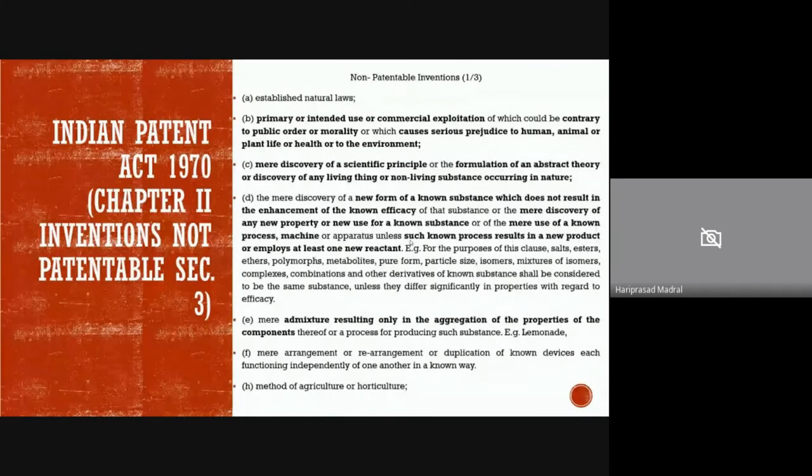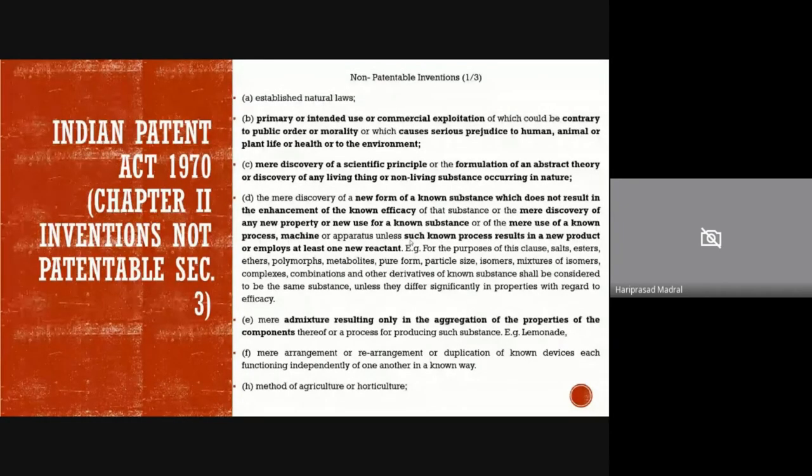Non-patentable inventions. In Chapter 2, Section 3, non-patentable inventions are covered, where subsection A says established natural laws are not patentable. Subsection B says inventions whose primary or intended use or commercial exploitation could be contrary to public order or morality. That means any idea whose primary motive is commercial exploitation or creating a monopoly, or that raises the situation of evergreening, is avoided according to Indian patent law.